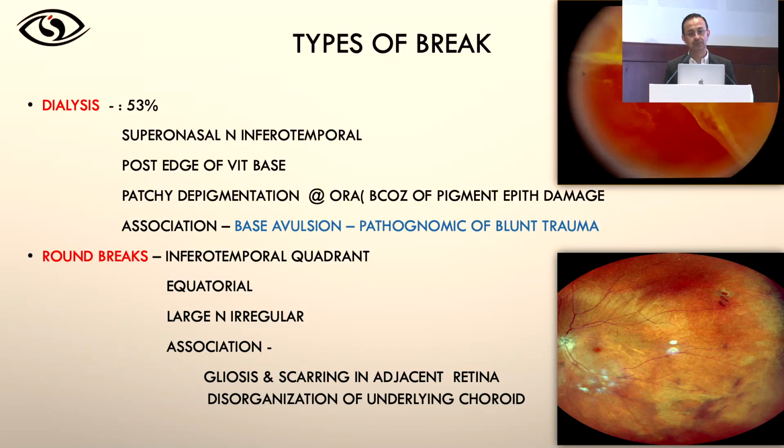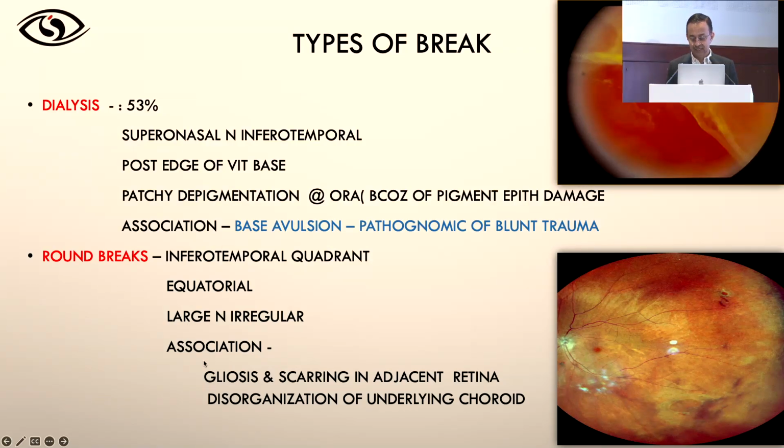Classically, the most common type of break which leads to detachment is a dialysis. In 53% of traumatic RD, it is the dialysis which is elicited here, which might be associated with base avulsion. And if a dialysis is associated with base avulsion, it is pathognomonic that this detachment is secondary to trauma, even when the patient denies any history of having received trauma.